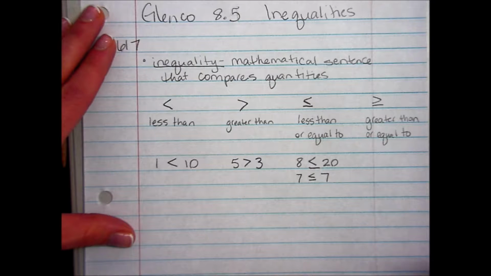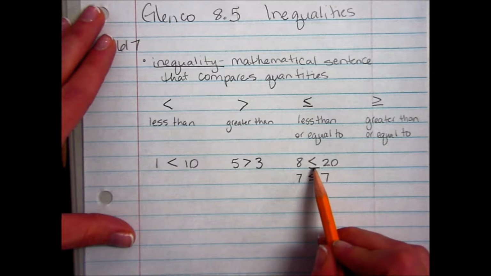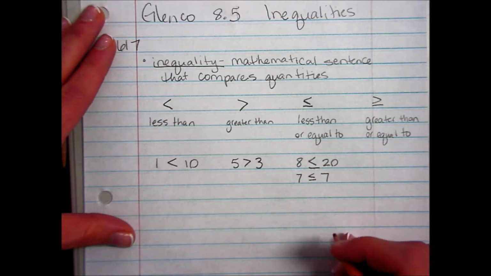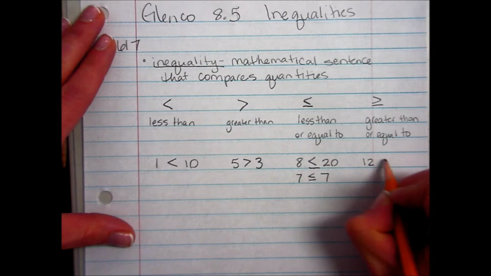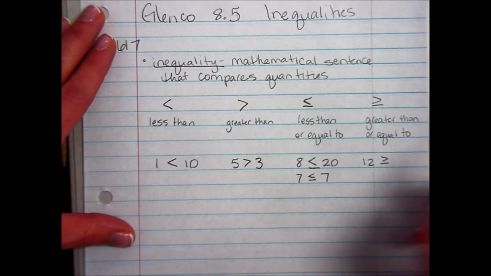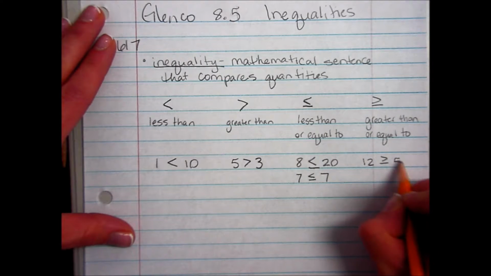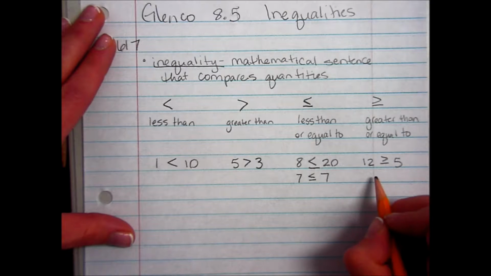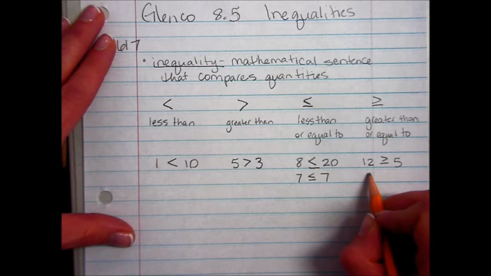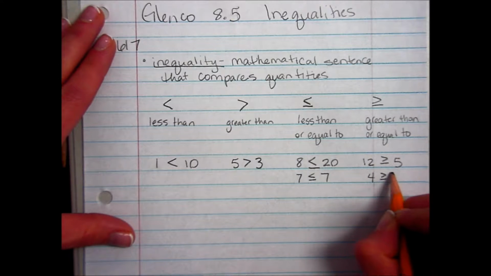Hannah? At my old school, we used to do this. The crocodile eats the biggest one. And that's fine, but today we also have this new line that means or equal to. And then we could say 12 is greater than or equal to 5. And you could say 4 is greater than or equal to 4.